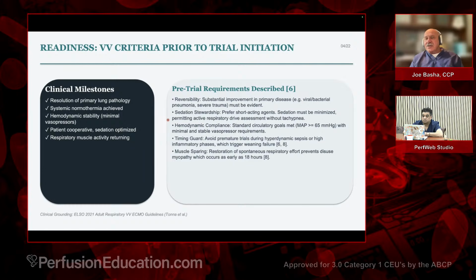Hemodynamic compliance, standard circulatory goals, a mean greater than 65 with minimal and stable vasopressor requirements. Timing guard: avoid premature trials during hyperdynamic sepsis or high inflammatory phases. In other words, don't be in such a hurry to get the patient off of ECMO. You put them on VV ECMO, let's get their disease under control. Let's get their infection resolved, and then be able to move forward with considering weaning. You have to make sure that their breathing muscles are actually working, and that's very important as well.